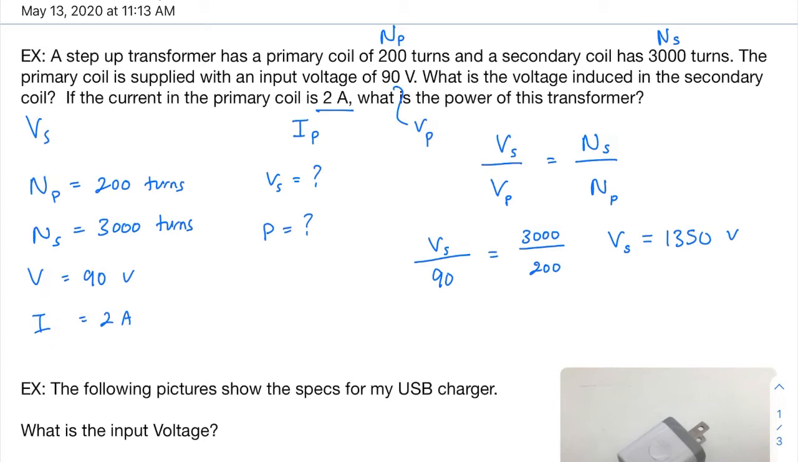So the second part of the question wants to know what is the power of this transformer, and we know the current in the primary coil is 2 amps, so make sure that's labeled there. That means my power is just going to be IV. So the current of my primary, which is 2, times the voltage of my primary, which is 90, and that is 180 watts.